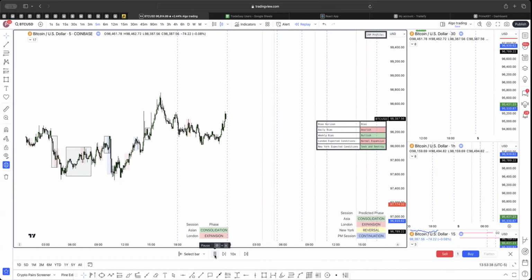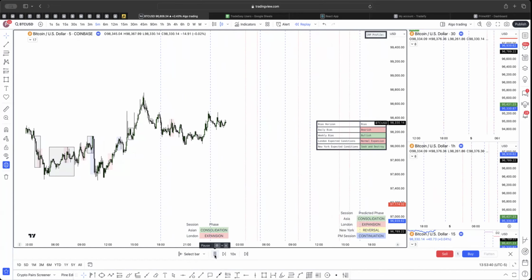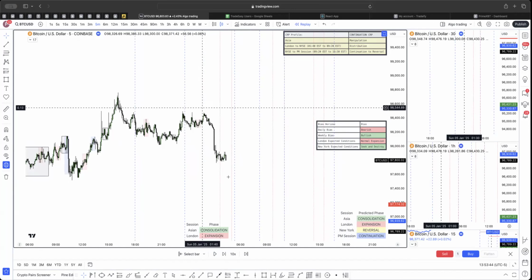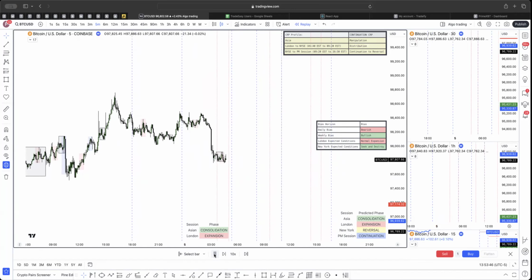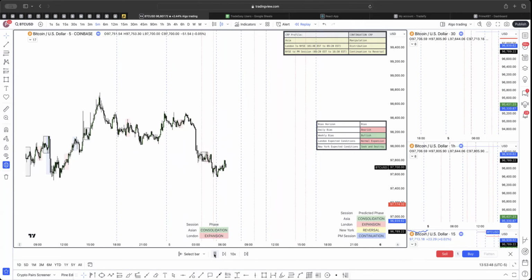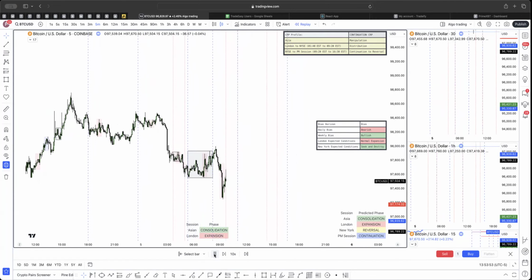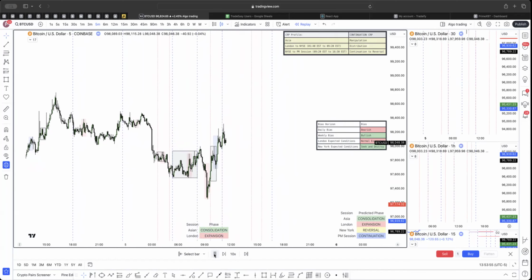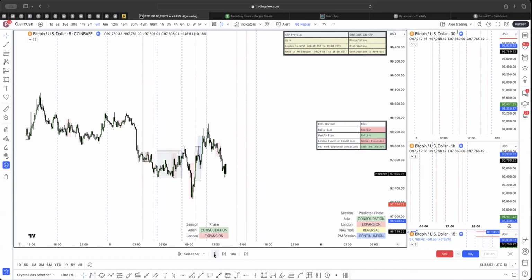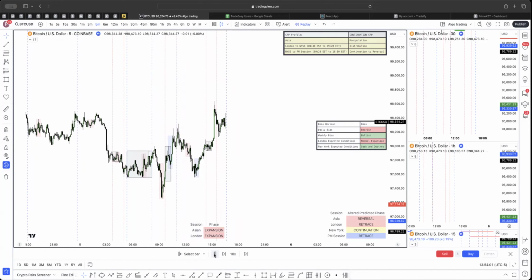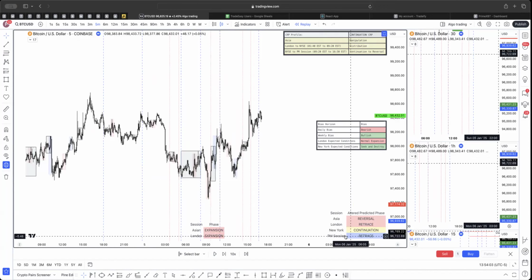Okay. See, one last example. So Asia is a consolidation, I think. Yeah, consolidation. London should be expansion. Okay, we're expanding. Then New York session will be a reversal. Should be a reversal. Boom. How about that? And now PM session should be a continuation. Boom. Go up. Yes. There you go. See, my algorithms do it all.